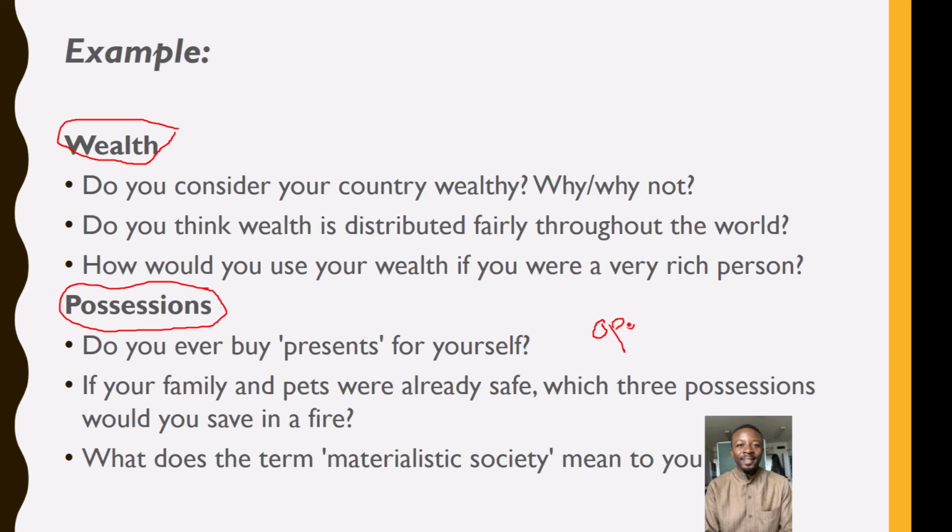For example, do you consider your country wealthy? Why or why not? Now, you won't be talking about yourself, or about whether you consider yourself or your family wealthy. No, this time around it's going to be about your country. And you may want to draw allusions from different things and bring examples from different facets of your society and so on. So you always need to be open-minded in this section. Okay? The last question here, for example, says, what does the term materialistic society mean to you?